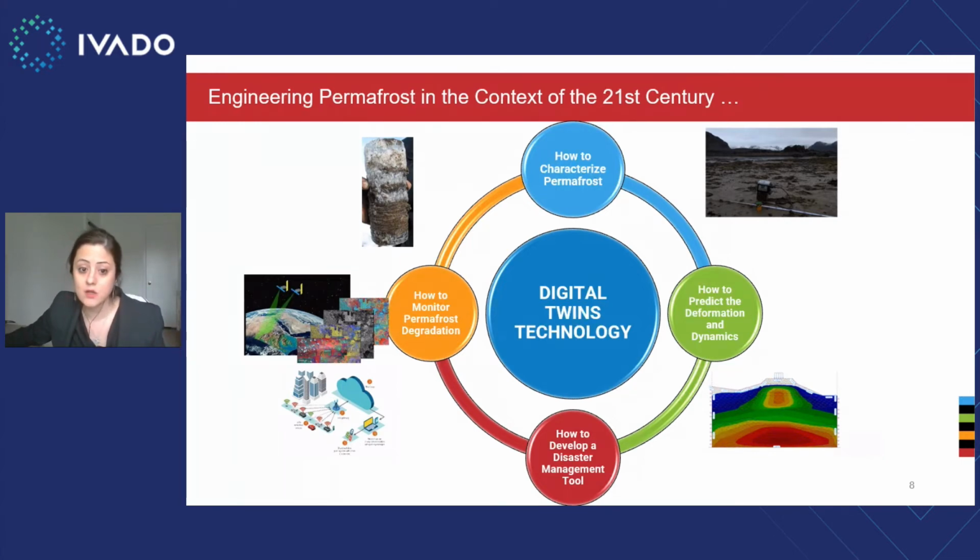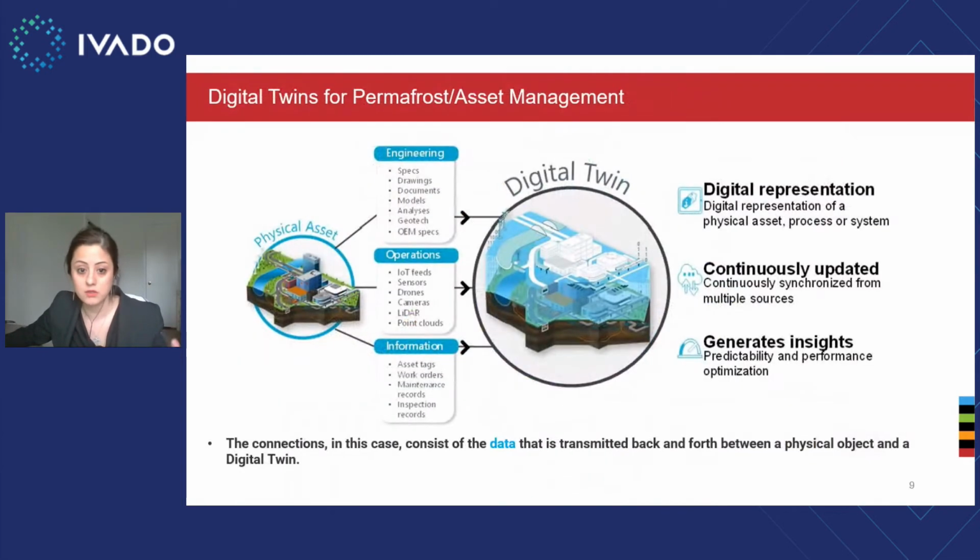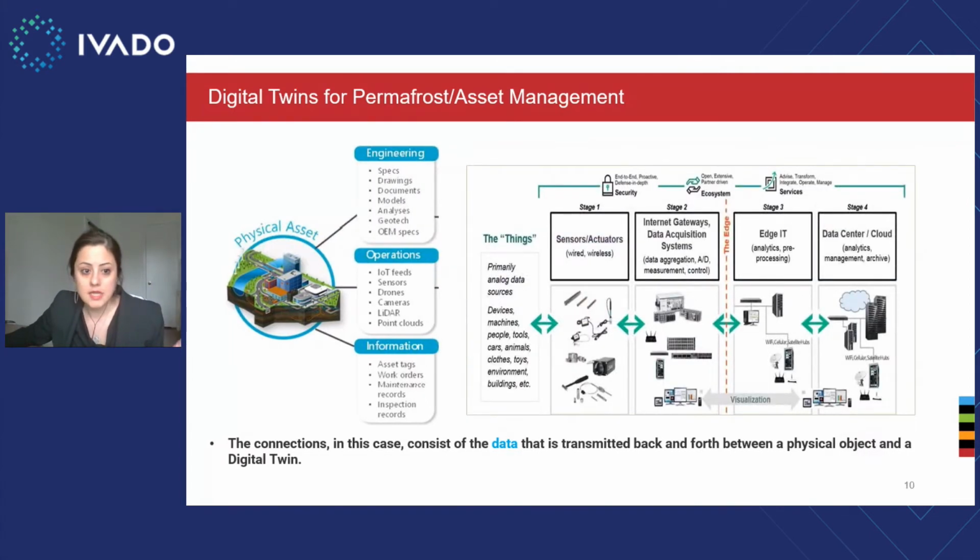And at the end, how to develop a disaster management tool to be able to give a kind of early warning system. Then we have digital representation, which is through our physics-based numerical tool, continuously updated through this satellite imaging technology and AI-powered tool for the ground surface prediction to generate actually insights. Then the concept of this digital twin, again, we need to monitor our physical assets. We have to develop IoT system. We need to feed our simulation tool to be able to continuously update our prediction.